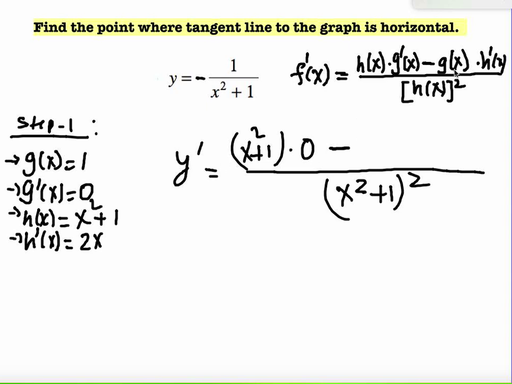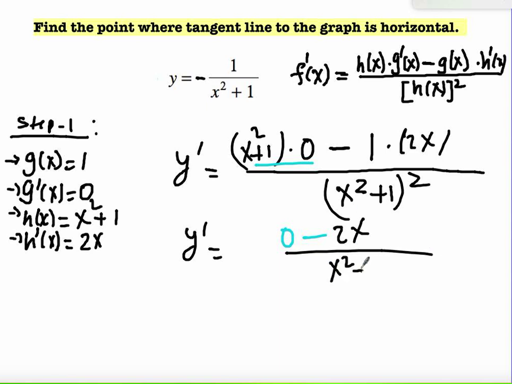What do we see? So then we have g of x, which is 1, times h prime of x. h prime of x is 2x. Now if we simplify this, we get 0 times this. This term will be 0 because 0 multiplied by that will give you 0. Minus 1 times 2x is going to be 2x over x squared plus 1 squared. Now this is the derivative function, y prime.